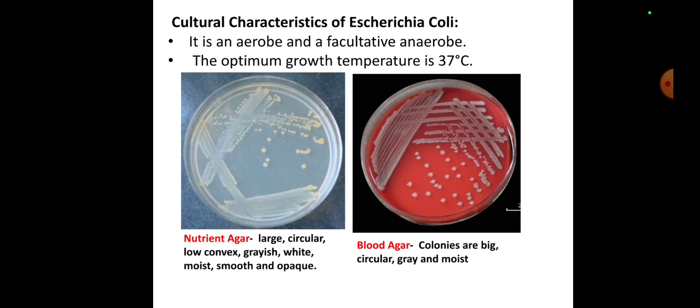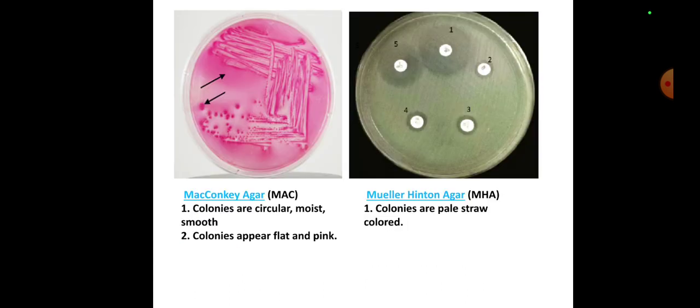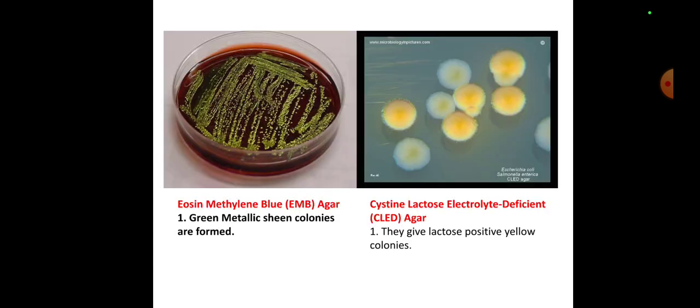In nutrient agar, we can see large, circular, low convex, grayish white, moist, and smooth opaque colonies. And in blood agar, we can see the colonies are very big and circular with a grey and moist appearance. In MacConkey agar, the colonies are circular, moist, and smooth, and they appear flat and pink in color. And in Mueller-Hinton agar, we can see pale straw colored colonies. In eosin methylene blue, EMB agar, which is the specialized agar for E. coli, you can see green metallic sheen colonies. That is a speciality for E. coli in EMB agar.